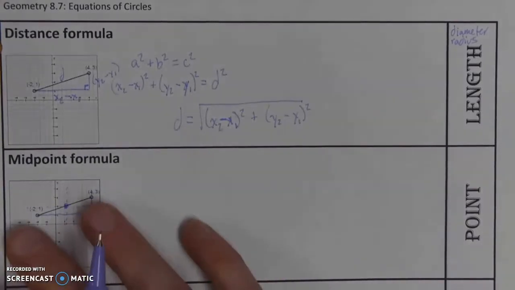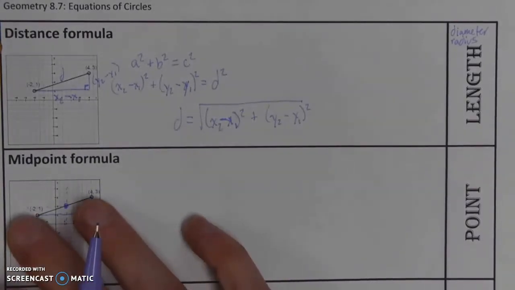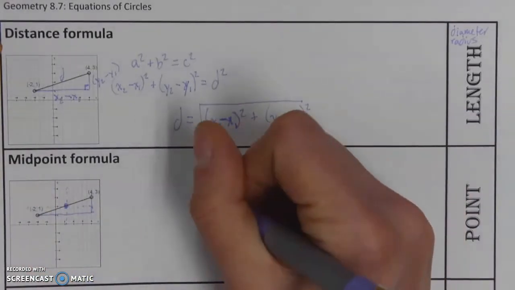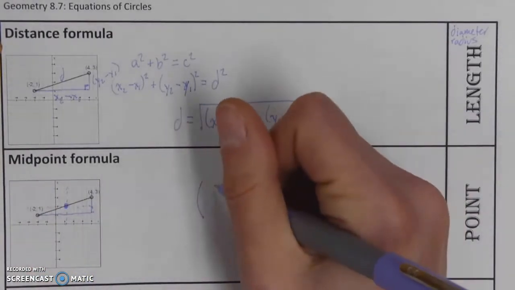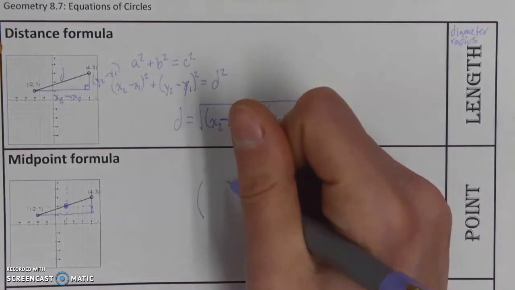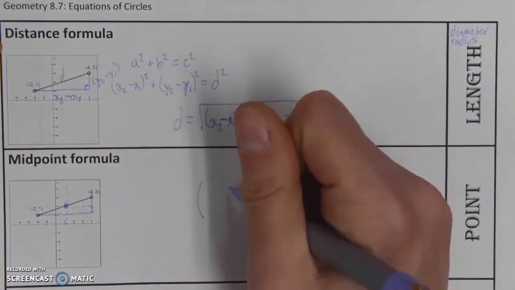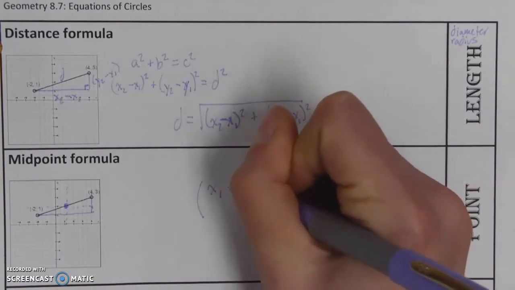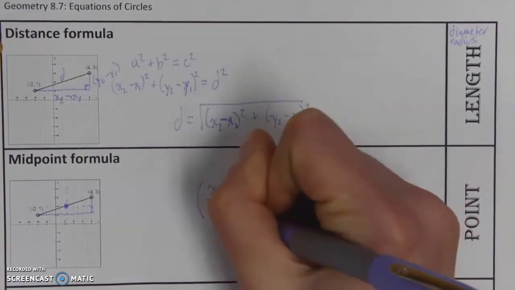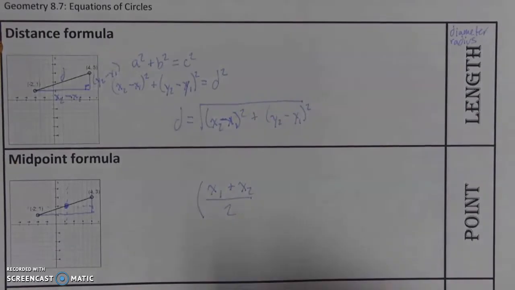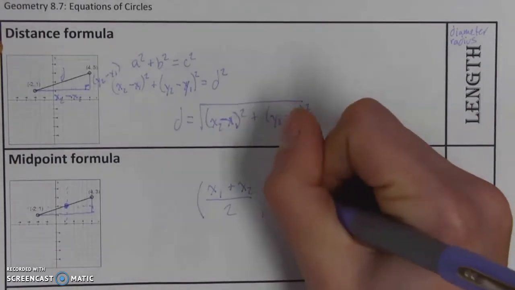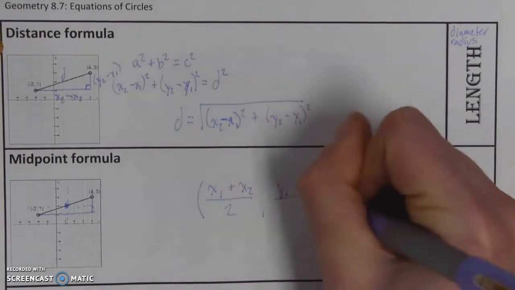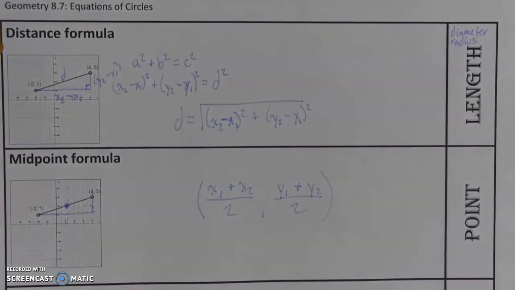In other words, we want the average of the x values and the average of the y values. In formula form, that means that if you have a point (x1, y1) and another point (x2, y2), you can find the midpoint by doing the sum of the x's over 2 to get the average of those, and the sum of the y's over 2 to get the average of the y values.